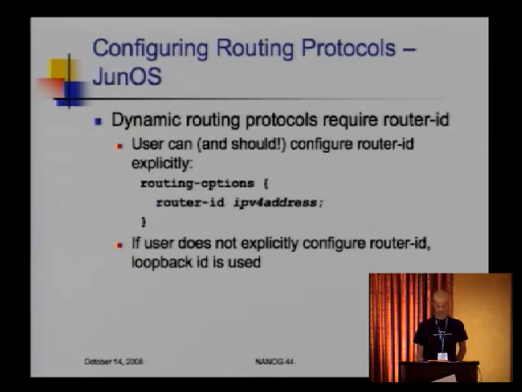As for Junos, the user can and should, this is Ron's advice, configure the router ID explicitly. So again, you just put the router ID, specify the IPv4 address. The router ID is a 32-bit integer. It's just convenient that an IPv4 address is also a 32-bit integer, which is why it's used. It doesn't have to be an exact mapping between router ID and real routable v4 addresses, as long as the router IDs are unique on each router on the network. And if the user doesn't explicitly configure the router ID, then the loopback interface address is used.